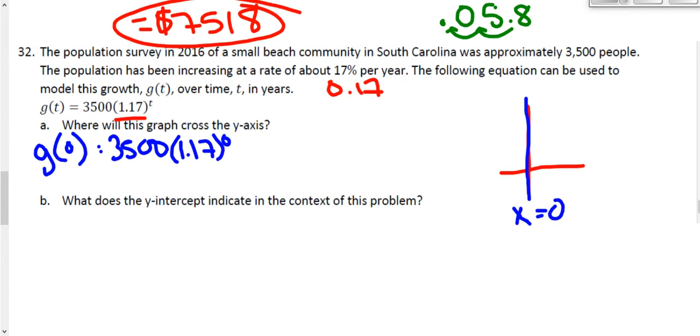Now, anything to the 0 power equals 1. So this is just 3,500 times 1. So 3,500. That is our place where we cross the y-axis. So that's our y value right there.